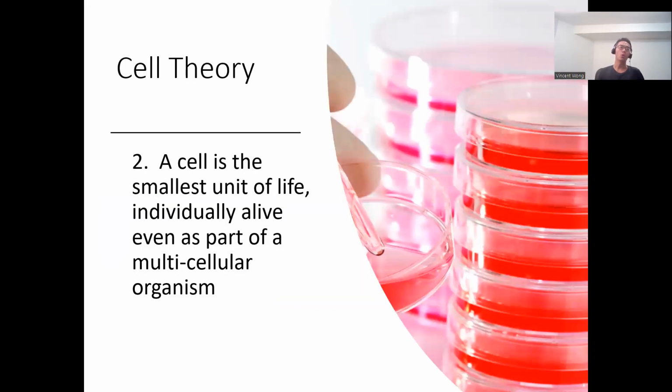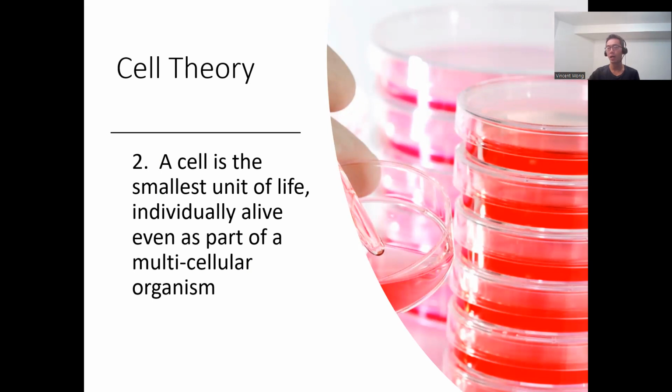Now, even though the cells are part of our body, they are individually alive. What that means is you can actually take cells out of your body and grow them in a culture, in a petri dish. These little plastic containers are called petri dishes, and the red stuff is a nutrient solution. So you can supply the cells with nutrients, and they would be quite happy.